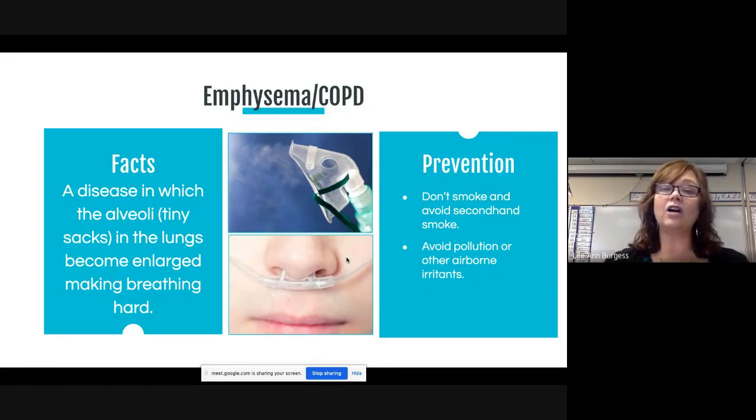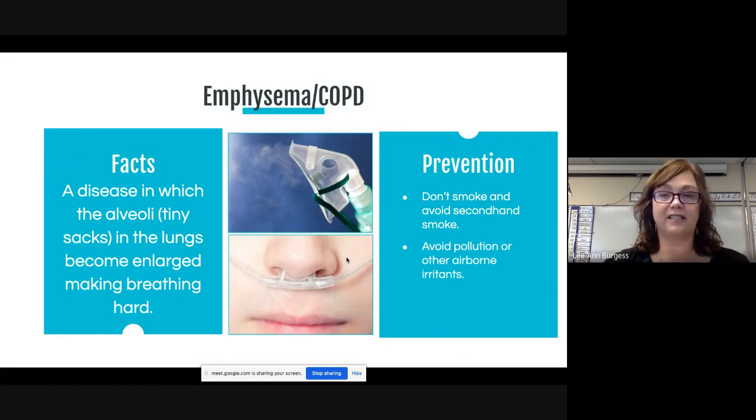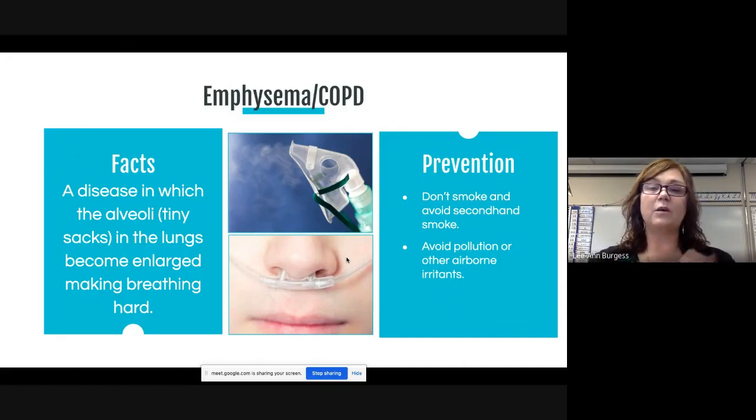Now, they become enlarged because oftentimes emphysema is related to smoking cigarettes. It is generally caused through cigarette smoke or secondhand smoke. So the first thing you can do is don't smoke and avoid secondhand smoke to prevent it. And then, where possible, avoid pollution or other airborne irritants. Okay, so emphysema and COPD can be prevented as long as you don't smoke.